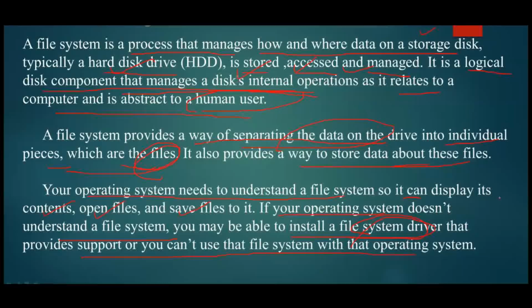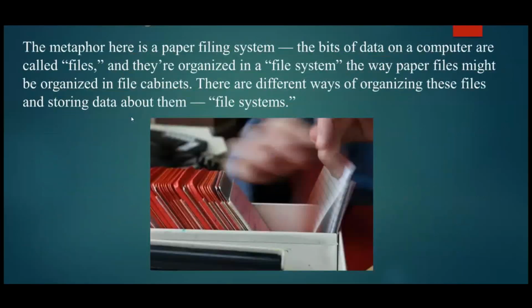All right, I will show some examples I have given here. The metaphor here is a paper filing system. The bits of data on a computer are called files, and they are organized in the file system, the way paper files might be organized in file cabinets. There are different ways of organizing these files and storing them, and that is called file systems.